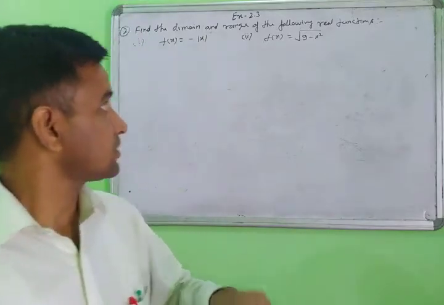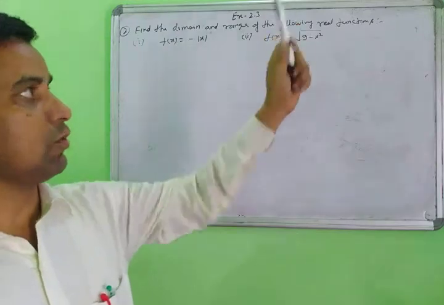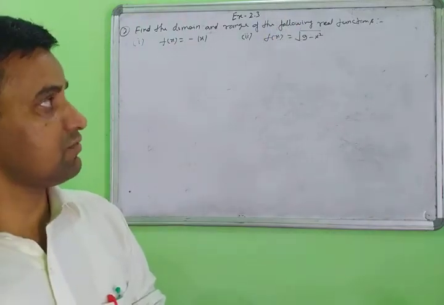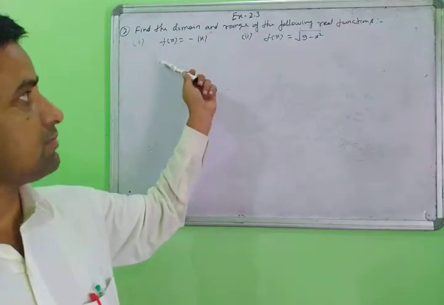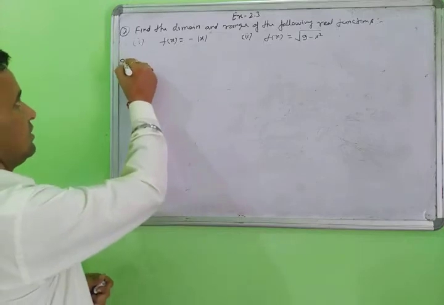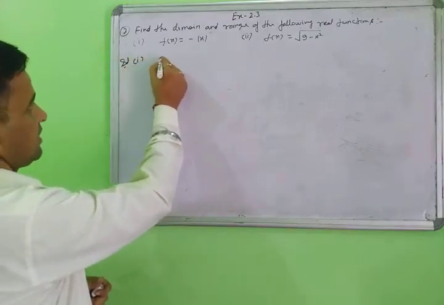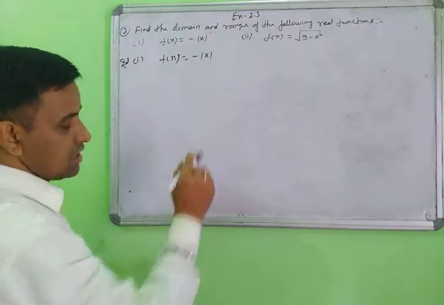Yes, first, what is given here? Find the domain and range of the following real functions. Here I am taking two parts, the first part and the second part. So what is the first part? The solution. This is the first part: f(x) = -|x|.